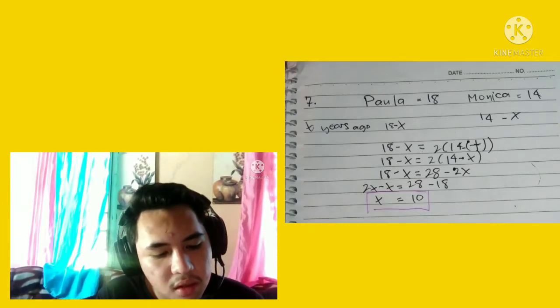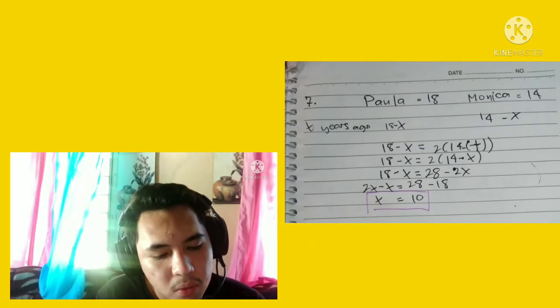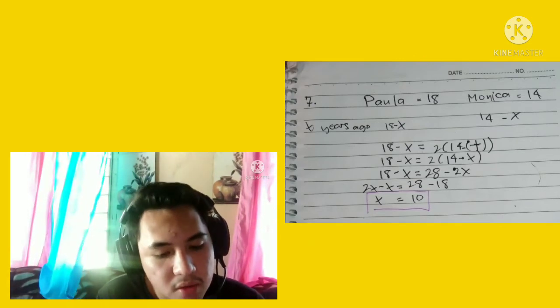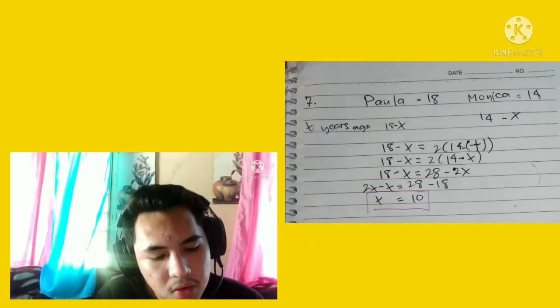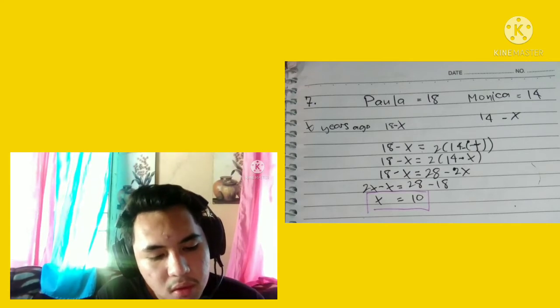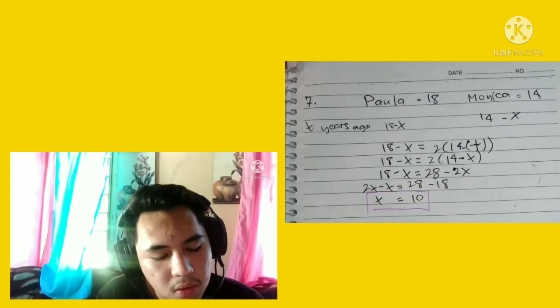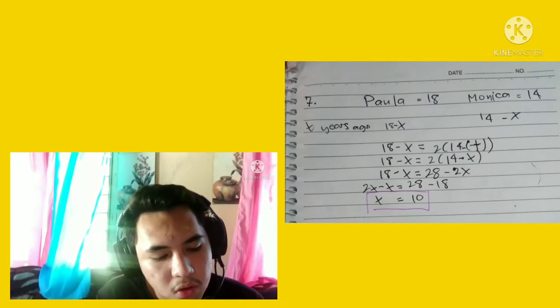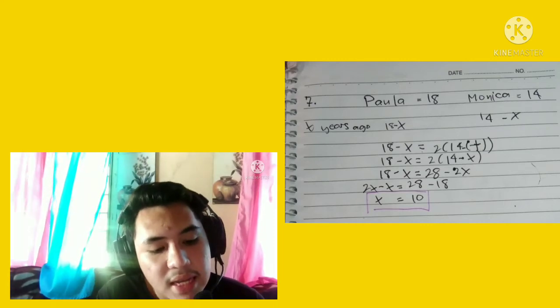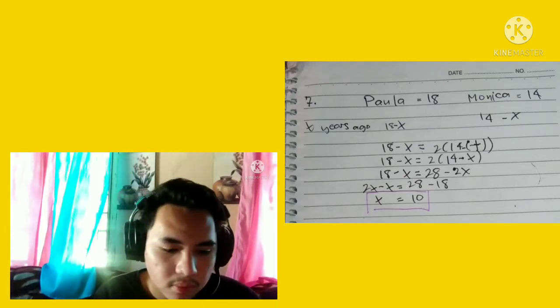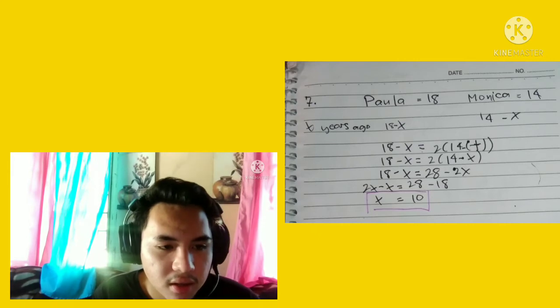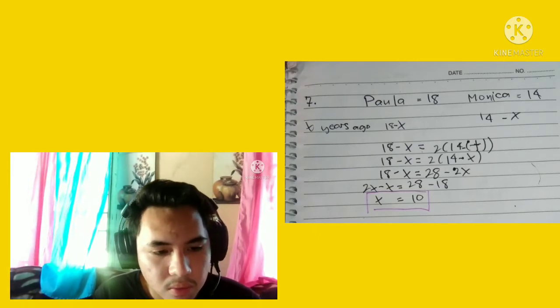Then let's solve: 18 minus x equals 28 minus 2x. So move our 2x to the other side, so it is going to become positive. So 2x minus x equals 28 minus 18. So our x is equal to 10. So it is 10 years ago.